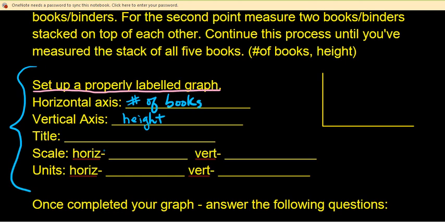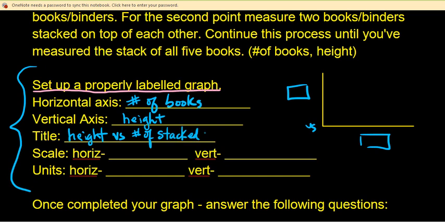Okay? Because you've got the height on the vertical axis and you've got the number of books here. So you could just do it. I like doing the variable on the left here, and then versus the variable on the right. So height versus number of stacked books, let's say. That would be a good title, but you could have something else. But that would be totally acceptable.